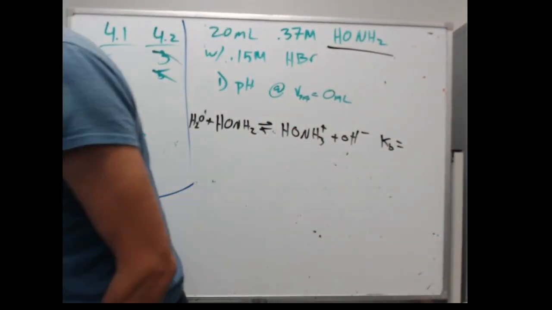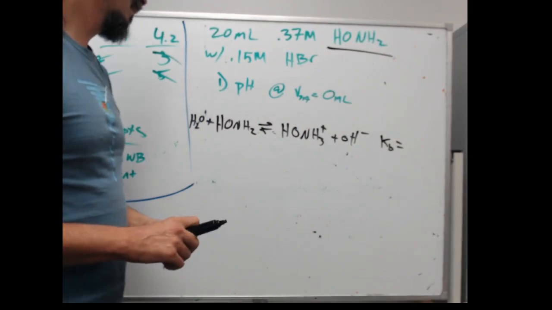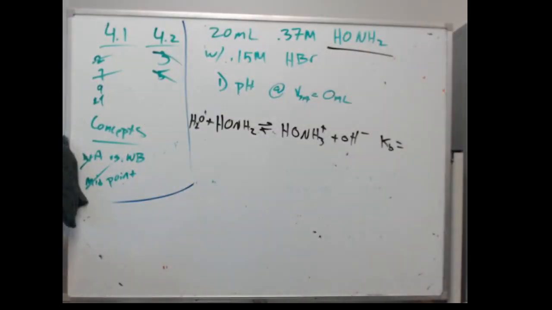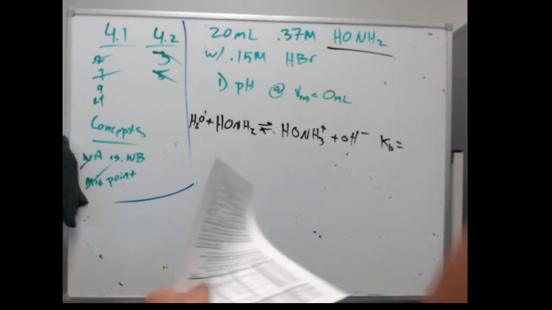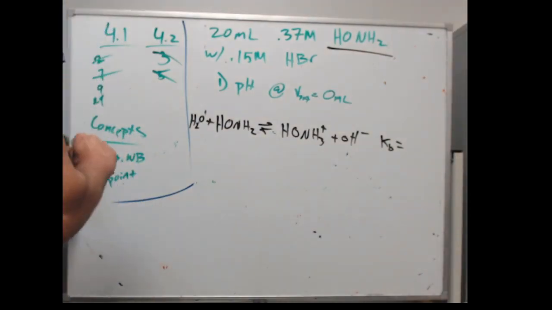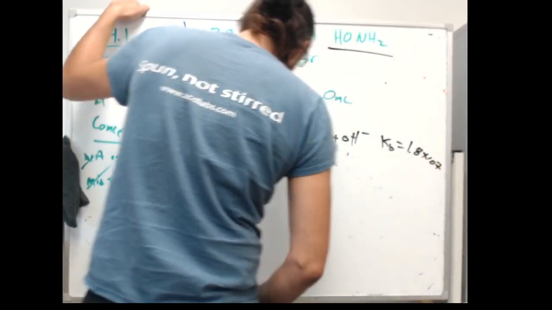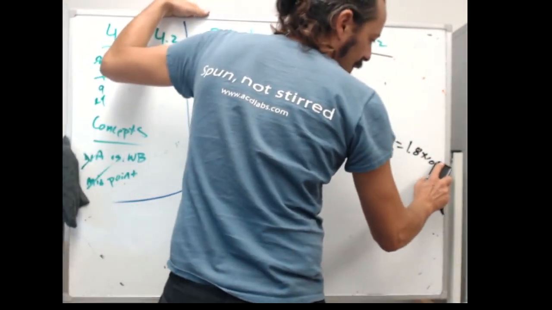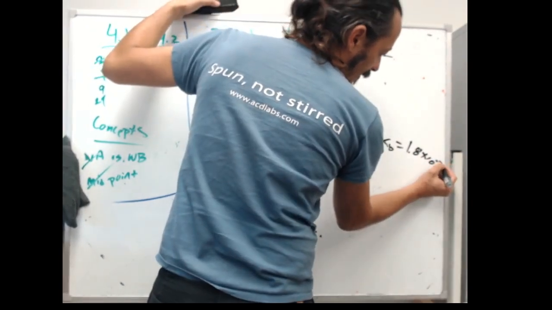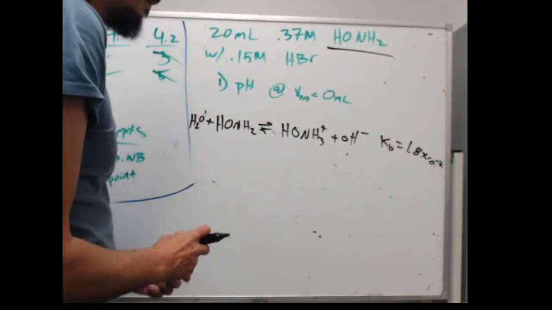Wait, HONH2 is a base. Yeah. I looked on the sheet and it said it had a Ka, or maybe it had a Kb. Yeah, it has a Kb. Oh, okay. I just misread it. Yeah, it's 1.8 times 10 to the minus 7. The fact that it has a Kb tells us this thing is going to behave like a base. So notice 1.8 times 10 to the minus 7.